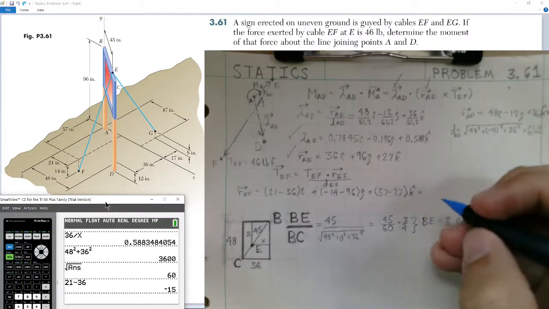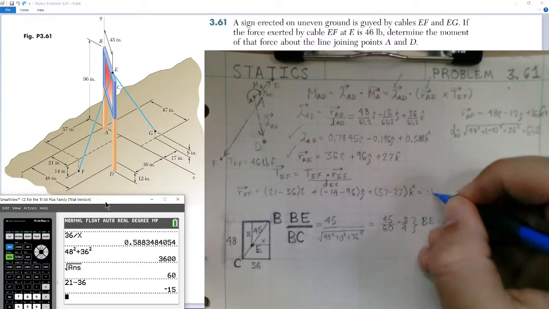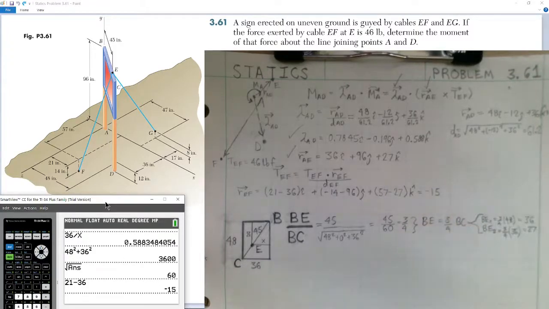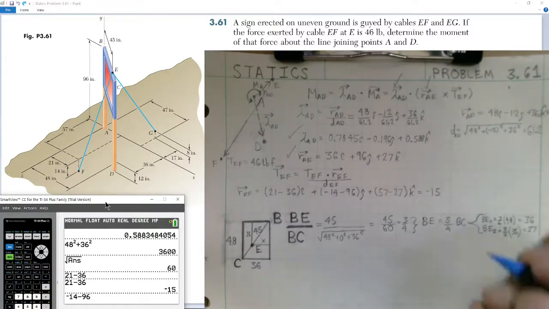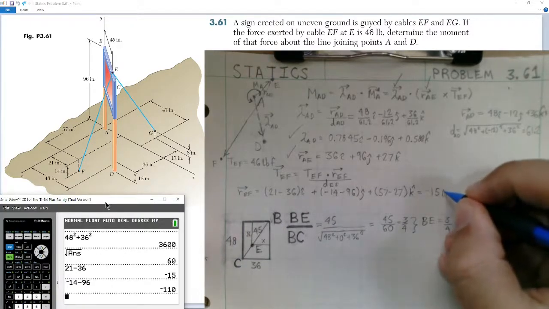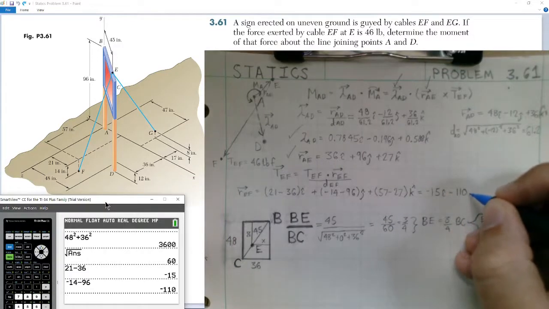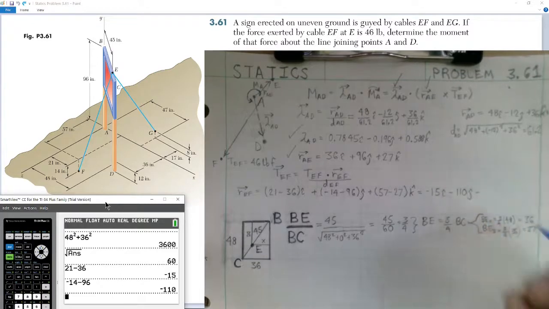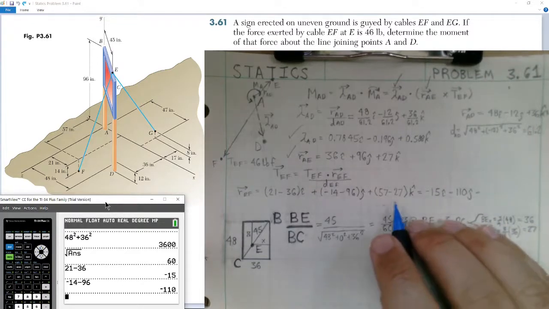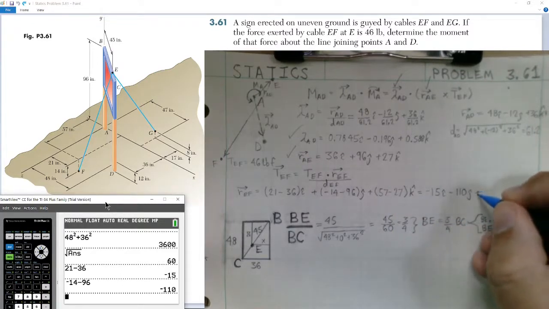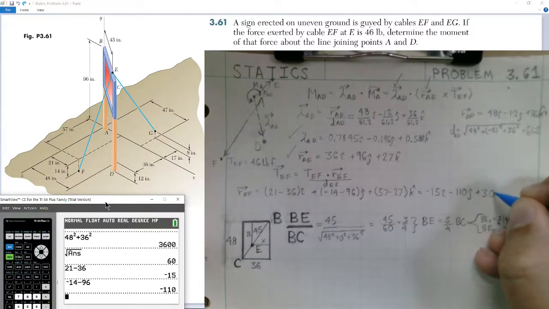Yeah, it should be negative 15. So it'll be negative 15. We have negative 14 minus 96, which is going to be negative 110 in the j hat direction. And finally, we have 57 minus 27, which will simply be positive 30 in the k hat direction.